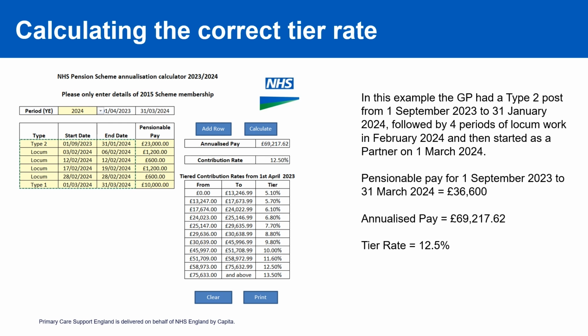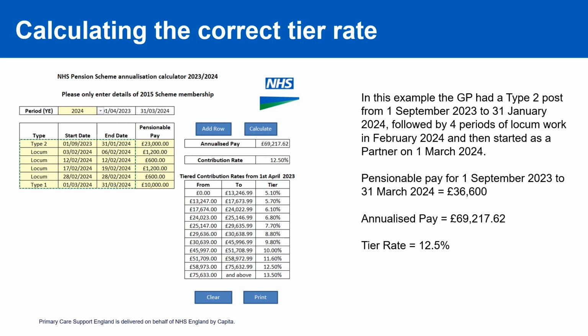So you can see here that the pensionable pay, the total of the earnings for this GP comes to £36,600, but when that is annualised, then the NHS pensions calculator shows the annualised pay as £69,217. So your annualised pay puts this GP on 12.5%, whereas again, if they had made the mistake and looked at their total earnings for the year at 36,600 and looked at the tier rate table based on that, then that would only have put them on 9.8%.